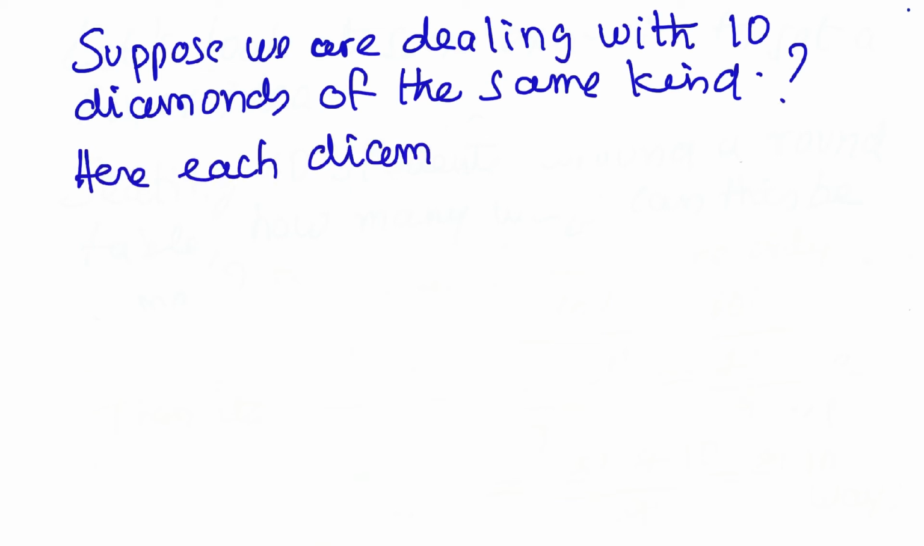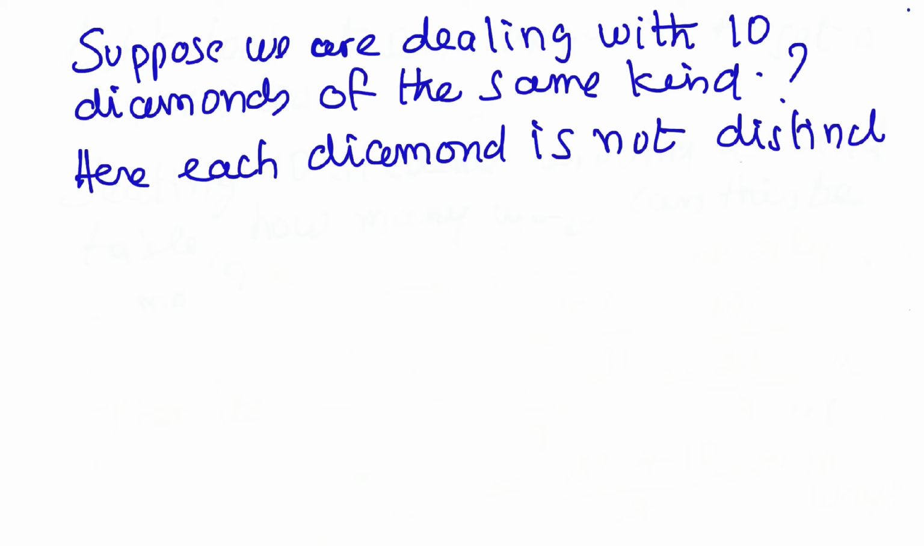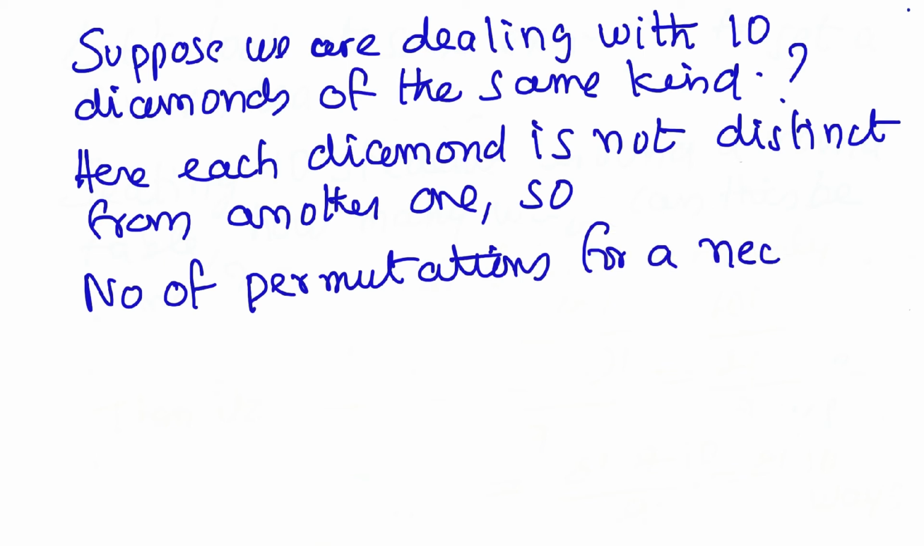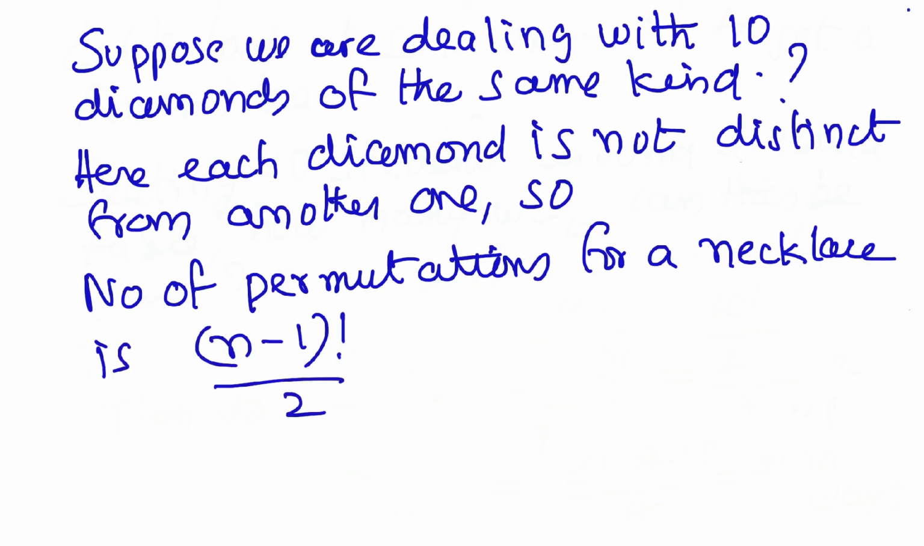Naturally, there's no indication in the problem that each diamond is different from the other diamond, so the diamonds are considered as not being distinct. So naturally the equation will be (10 minus 1) factorial by 2. So the number of permutations for a necklace where the constituents, in this particular case diamonds, don't have any distinct property, of course will be (10 minus 1) factorial by 2, that is 9 factorial by 2.